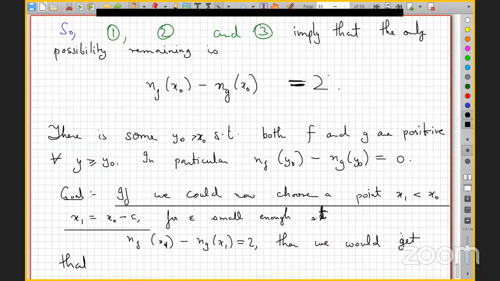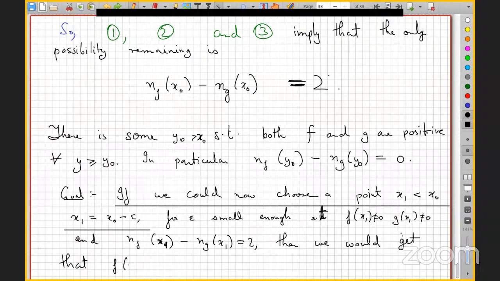Yeah, to the first lemma. So then we would get that. No, because we chose x1 to be the maximum, x0 to be the maximum. Oh no, that's right. Yes, that's fine. So what is the contradiction there? If we could choose a point x1 just a little bit less than x naught, such that this is still true, then what you would get is that epsilon is small such that f(x1) not equal to 0, g(x1) not equal to 0, and this equal to 2.